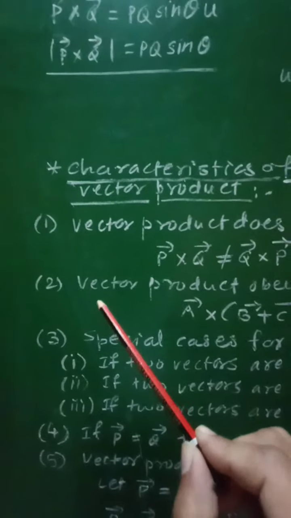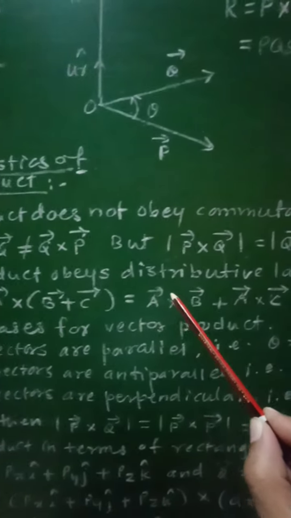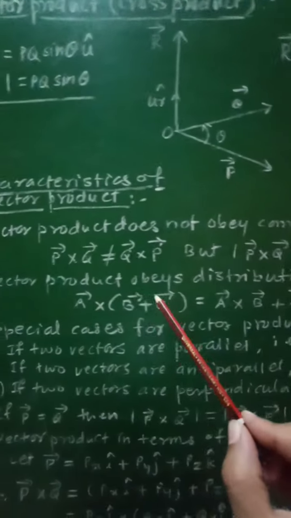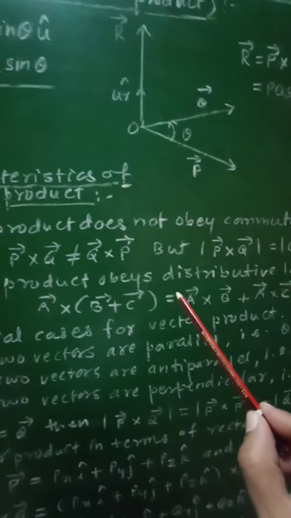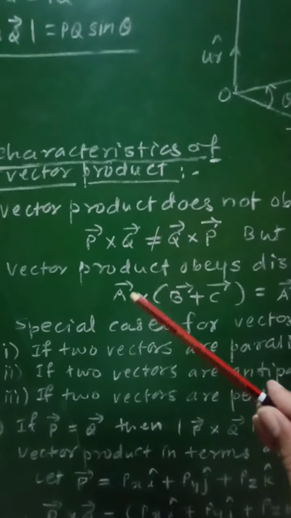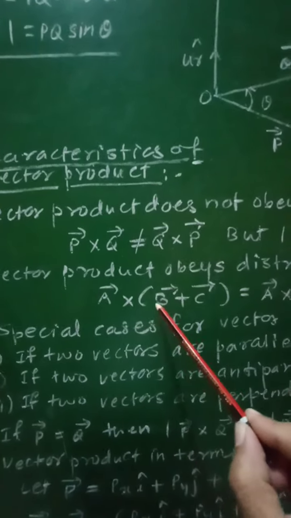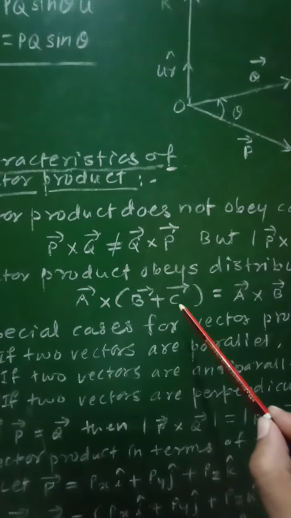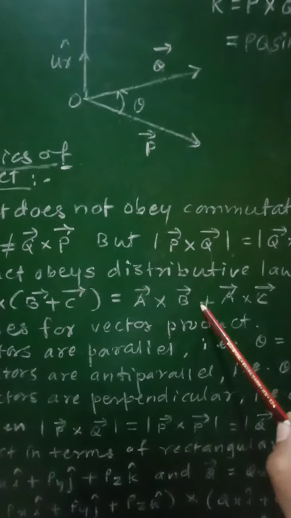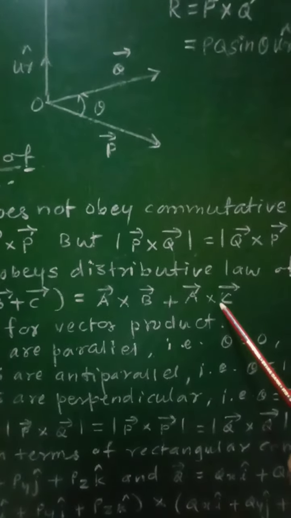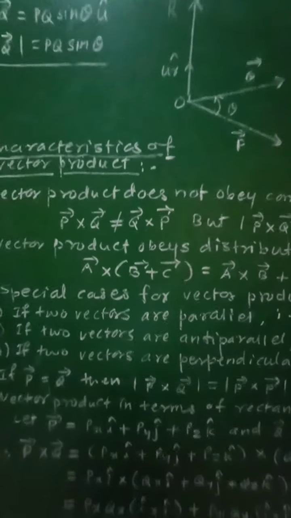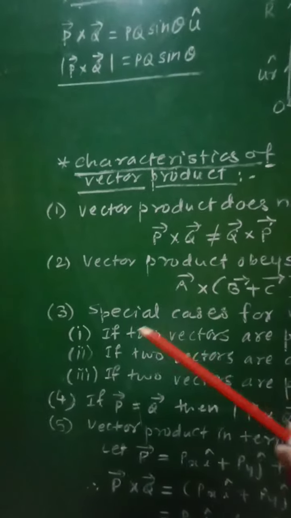Second characteristic is the vector product obeys the distributive law of multiplication. That is, if there are three vectors, then we can write vector A cross vector B plus vector C, which will be equal to vector A cross vector B plus vector A cross vector C. So in this way, the distributive law of multiplication will be obeyed in case of vector product.